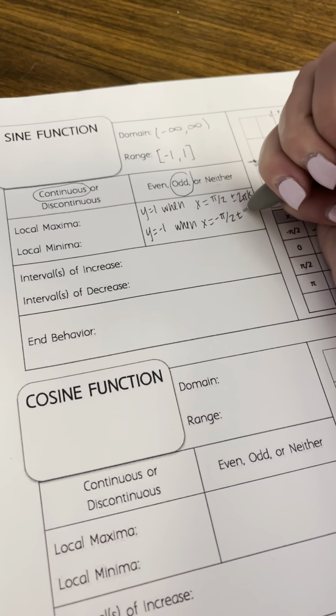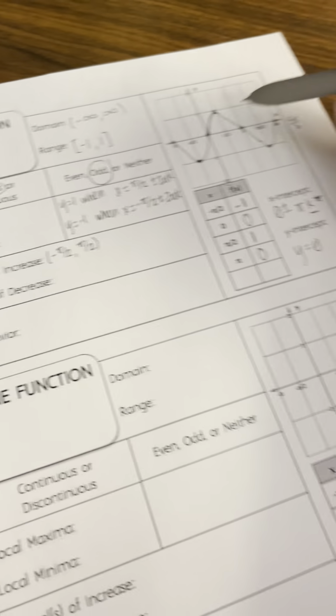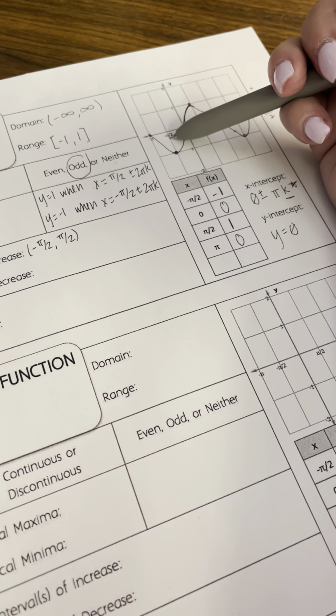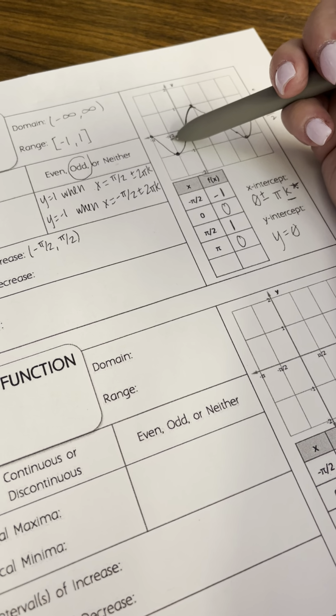3 pi over 2 or negative pi over 2 end in the same place. Intervals of increase are what x is equal to when the function's getting bigger. So I can call it negative pi over 2 to pi over 2 because that is where my line's going up, right? From x is negative pi over 2 to x is pi over 2.